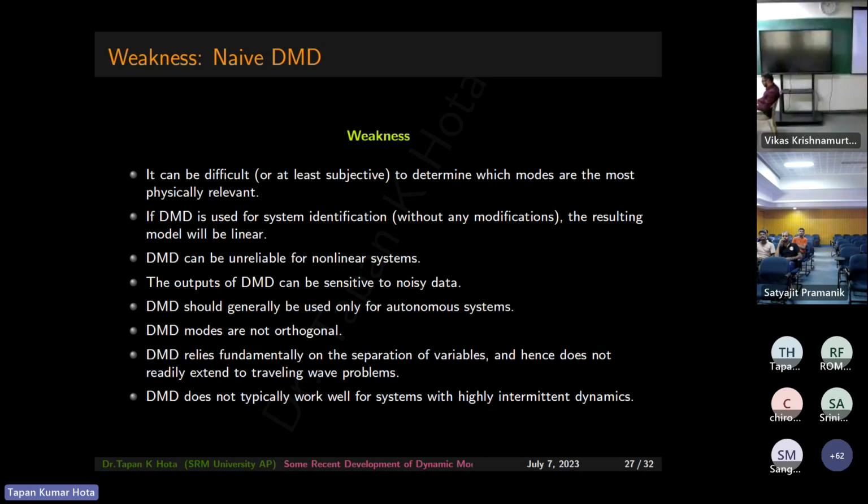Initially, the naive DMD, which I have described and which has been proposed in most of the literature, has modes that are not orthogonal. And DMD modes fundamentally depend on the separation of variables, like the eigenmode decomposition or modal analysis, so it cannot be readily extended to traveling wave motions. And DMD typically doesn't work for systems of highly intermittent dynamics, like where there are different types of transitions and different scales available in your fluid flow system. Then this naive DMD is not going to work.